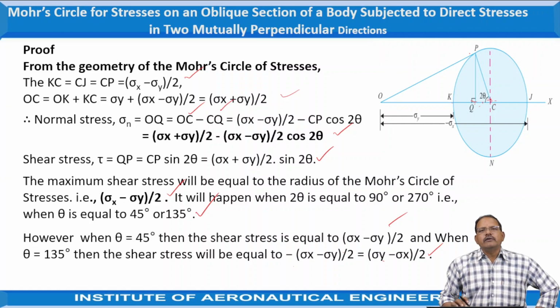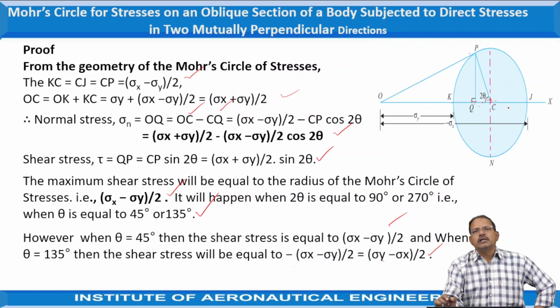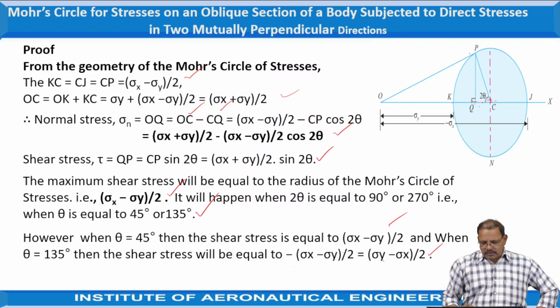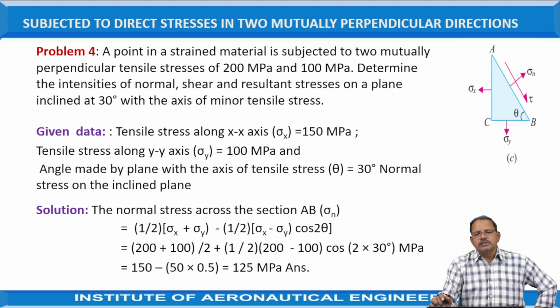So the results obtained from the Mohr circle are similar to the analytical method. But the Mohr circle is very easy when compared with the analytical method. Okay, just one more problem, based on the Mohr circle.